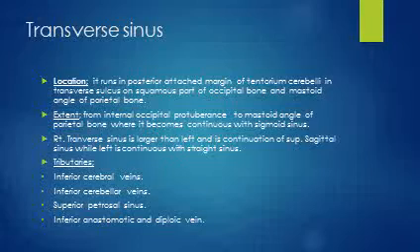Right transverse sinus is larger than left and is in continuation of superior sagittal sinus, while left is continuous with the straight sinus. Its tributaries are inferior cerebral veins, inferior cerebellar veins, superior petrosal sinus, and inferior anastomotic and diploic veins.